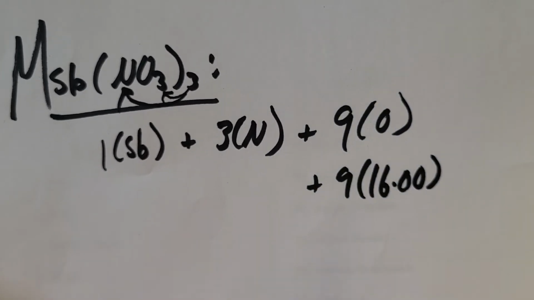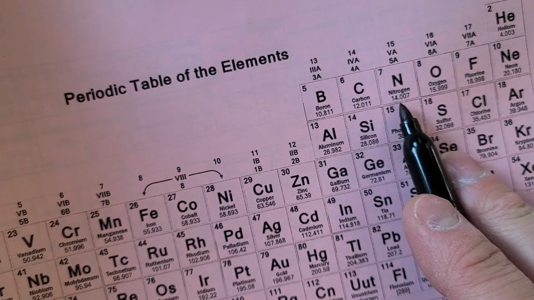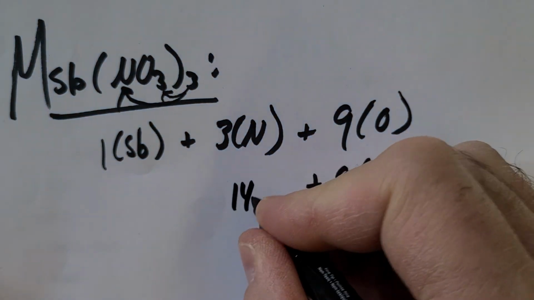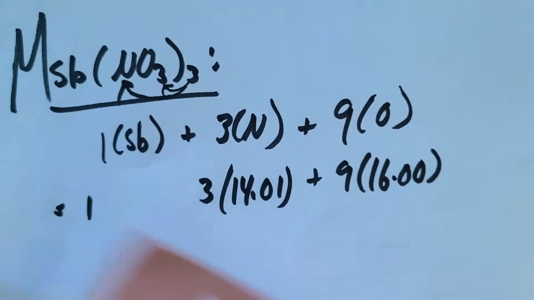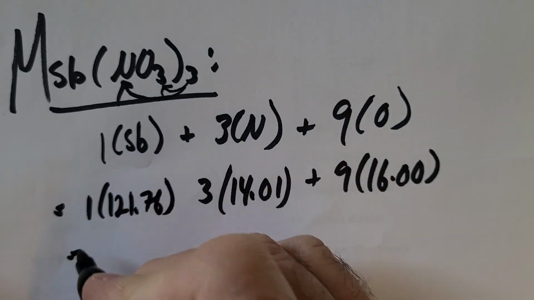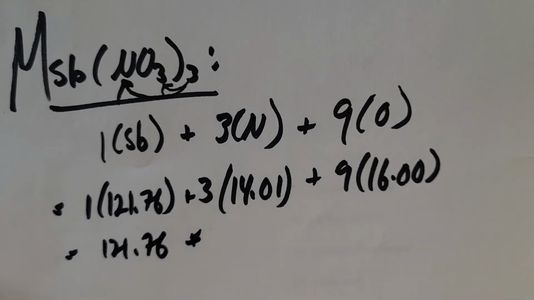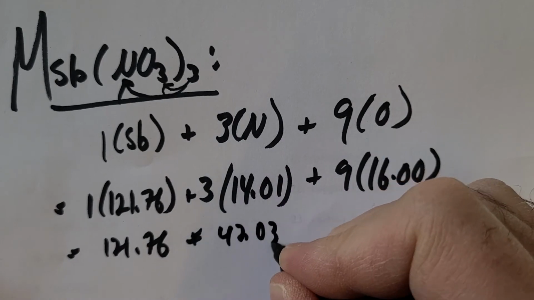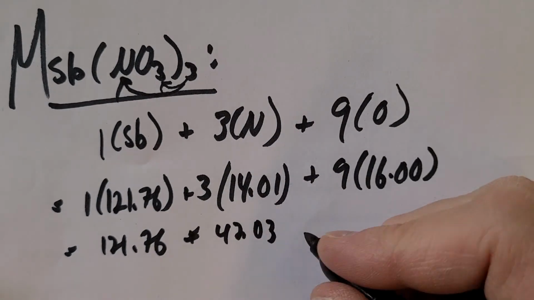So it's 9 times 16. And nitrogen there is 14.007. We can round that off to be 14.01. And Sb, antimony, 121.76. So 1 times that, 121.76. Okay, and then over here we have 42.03. And 9 times 16, 144, you bet.